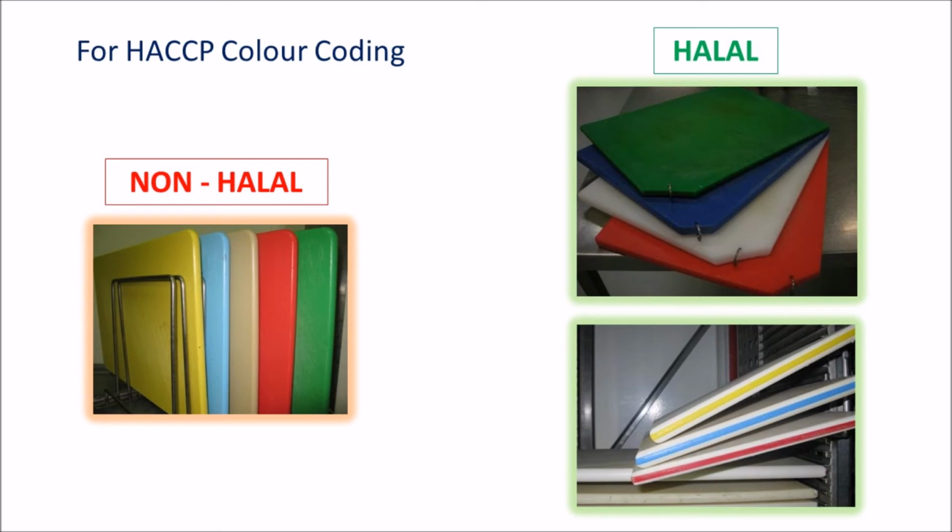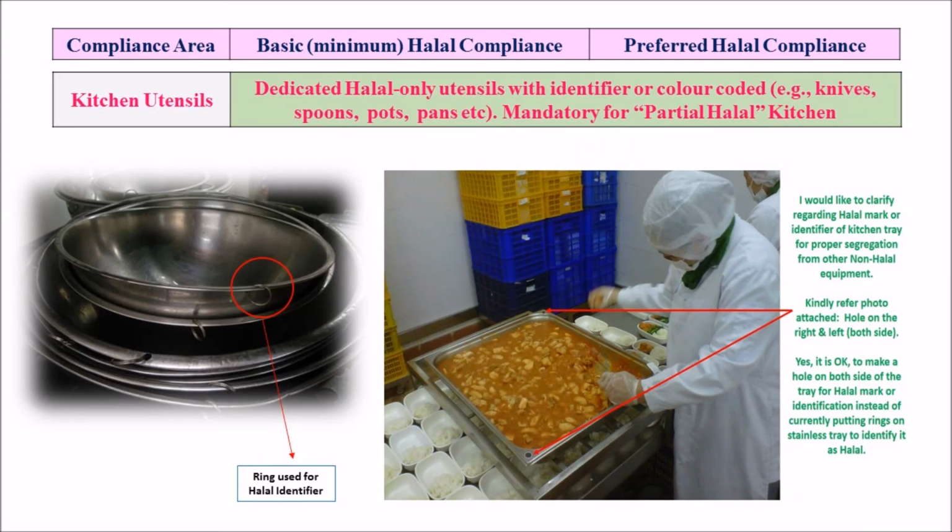So the halal here, some they have a yellow stripe, yellow, blue, red, and so on, according to the HACCP color for halal. Okay. And then talking about kitchen utensil, yeah, dedicated halal utensil with identifier, mandatory for partial halal kitchen. They need to have identifier. Okay. For example, these are the pictures. Example. Okay. Some even they have holes on the tray, the pan.